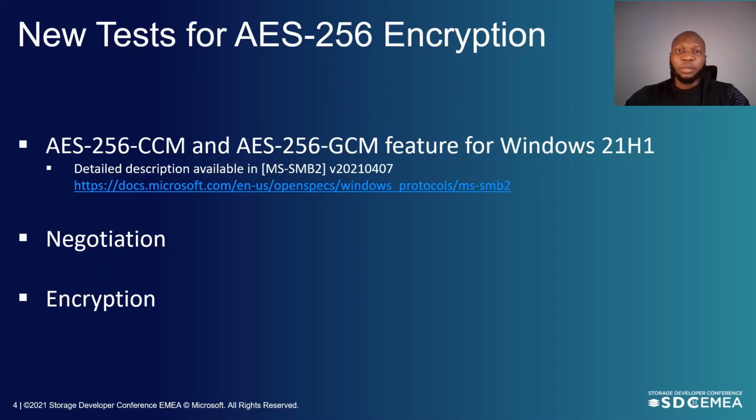For the AES-256 encryption tests, this is a new feature available right now on Windows 21 H1. You can find a detailed description of this feature in the latest MS-SMB2 document. This document is on the Microsoft OpenSpecs documentation site, and the link to this is on the screen. We have new tests that cover both negotiation and encryption scenarios.